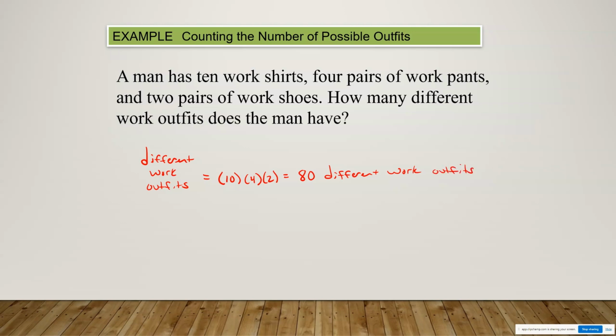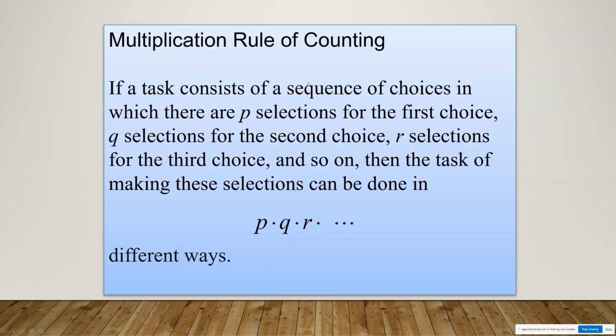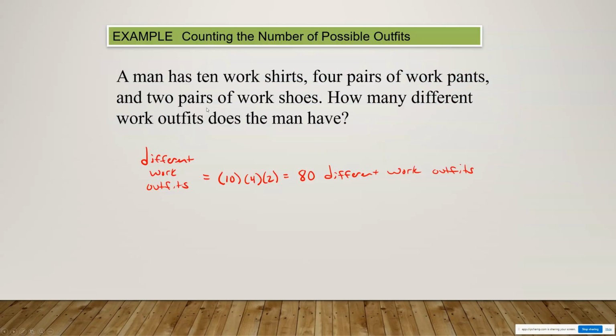All right. So what you're noticing here is there tends to be a multiplying effect when you want to count the number of different ways a selection can be made using this multiplication rule for counting. Let's do one last one.